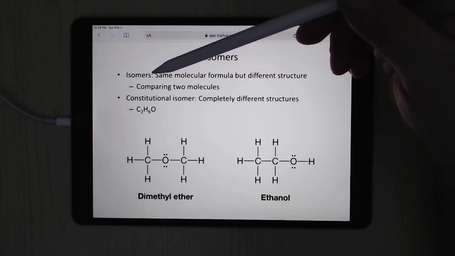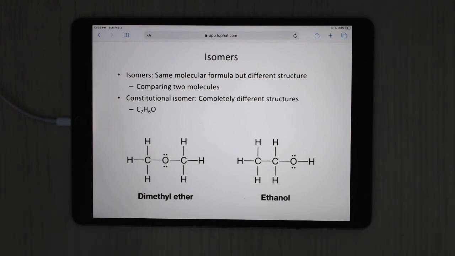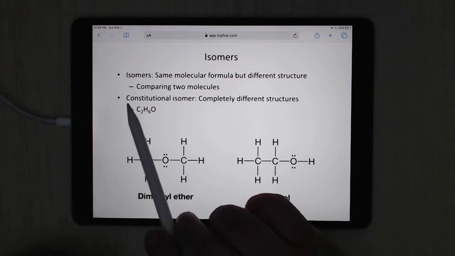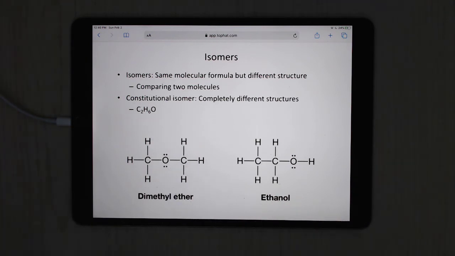So what we mean by isomers is we're looking at the relationship between two molecules. Just like if you have two people, your relationship could be cousins or siblings or spouses or twins, stuff like that. So you're looking at the relationship between two molecules. For constitutional isomers, this is the loosest one.